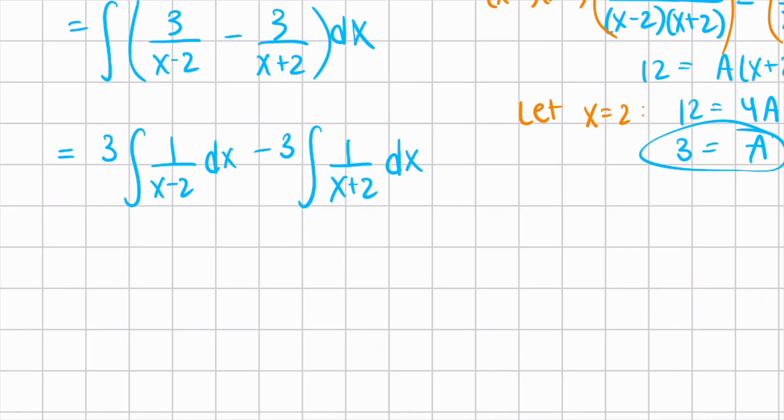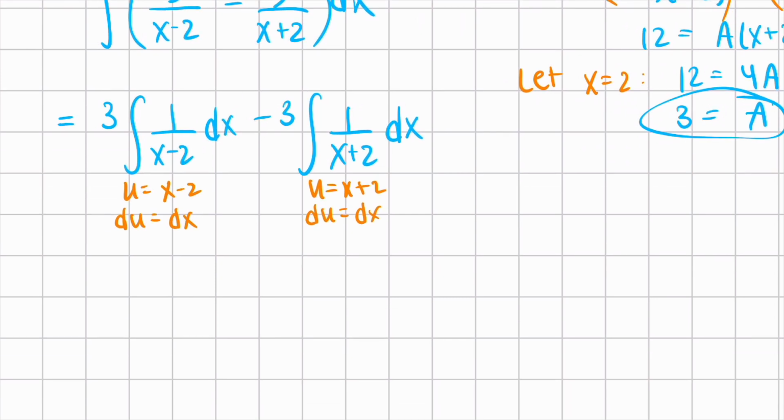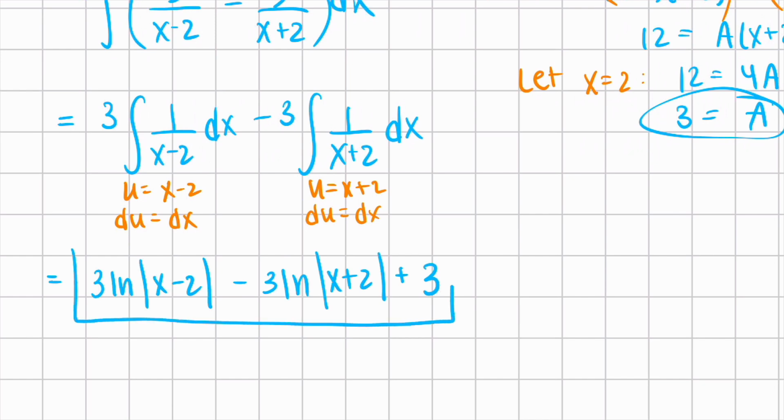Okay, we are using u sub for both of these, but notice in each case, du equals dx. So unlike the first problem, I don't have anything else I need to put in here to make my u sub work. So I'm going to get 3 times the natural log of x minus 2 minus 3 times the natural log of x plus 2 plus c. Oops, not plus 3. Let's make it plus c.